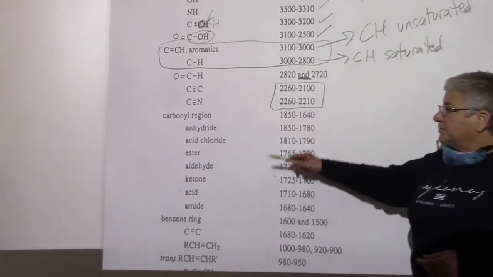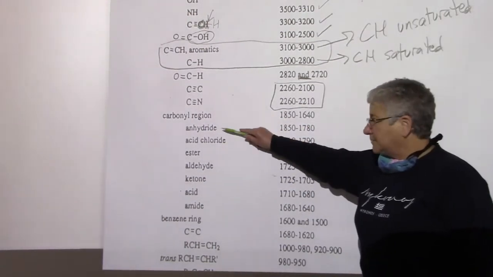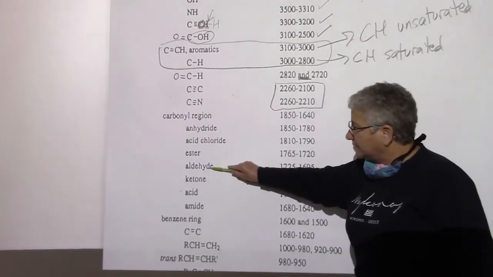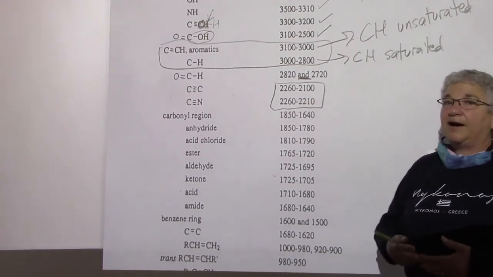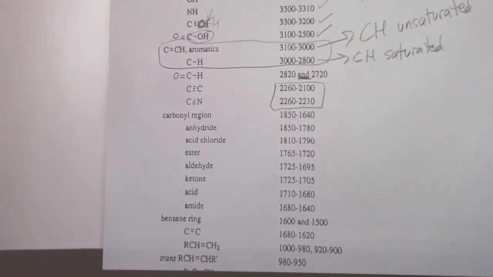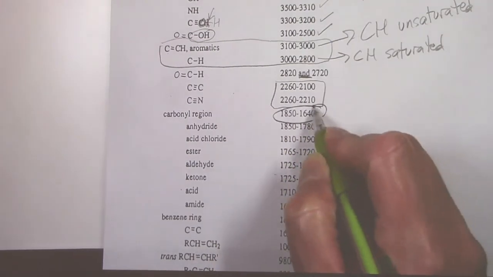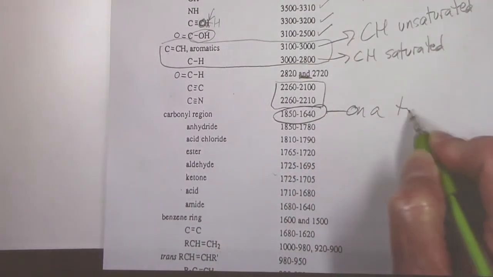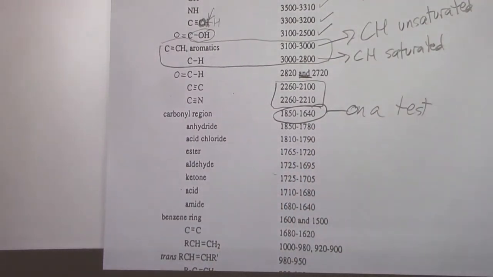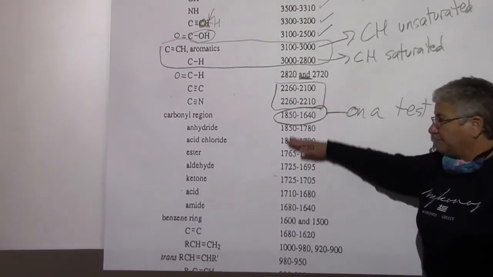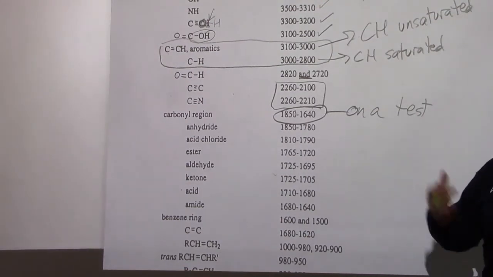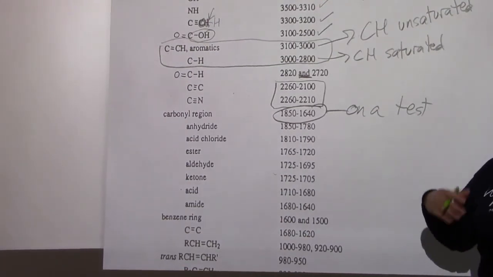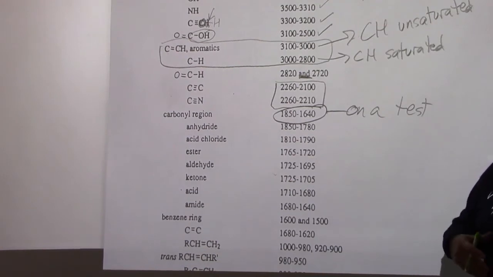Next, carbonyls. So you know that anhydrides, acid chlorides, esters, aldehydes, ketones, acids, and amides all contain a carbonyl. On a test, I only need you to be familiar with this region. I'm not going to ask that you remember all of the different regions of carbonyls. I just want you to be able to look at a spectrum and say, is there a carbonyl in there? And then what other information might I have that could tell me what type of carbonyl it is?